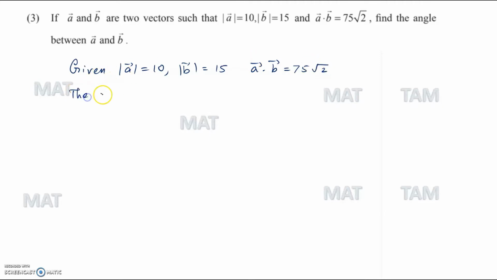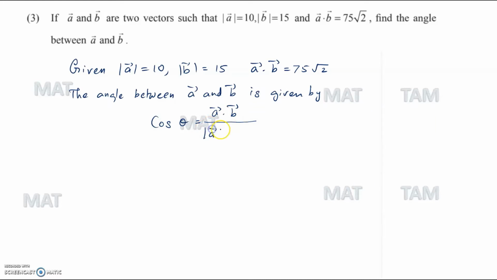Now, the angle between vector A and vector B is given by the formula cos theta is equal to vector A dot product vector B divided by magnitude of A into the magnitude of B. So substituting the values here, 75 root 2, which is A dot product with B, divided by magnitude of A is 10 times magnitude of B is 15.